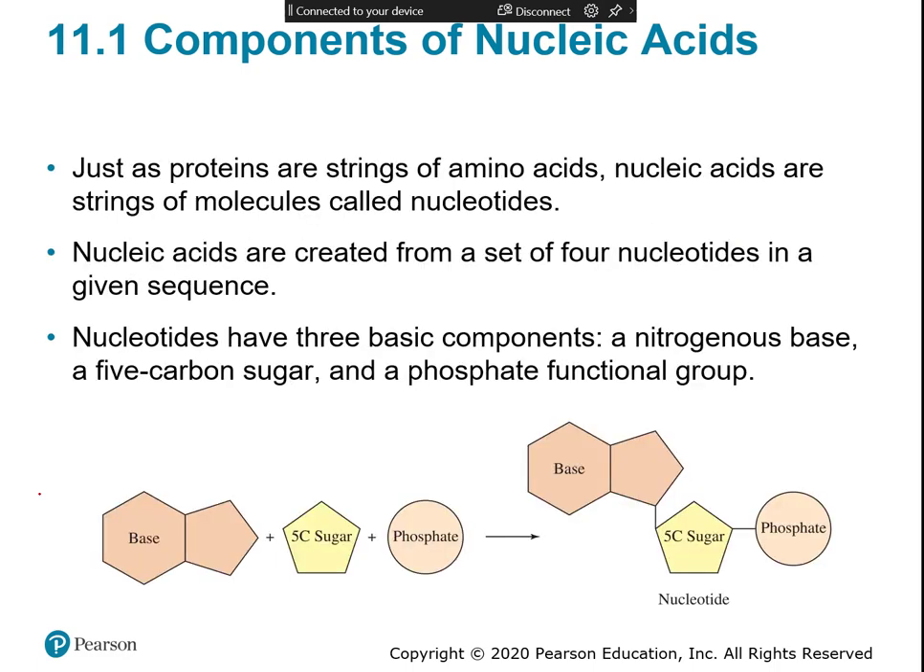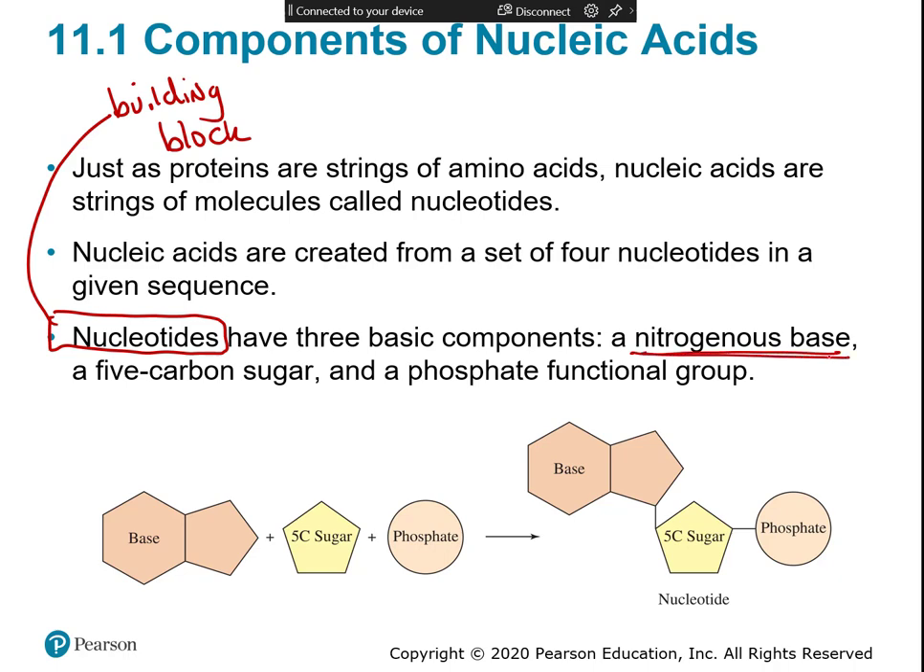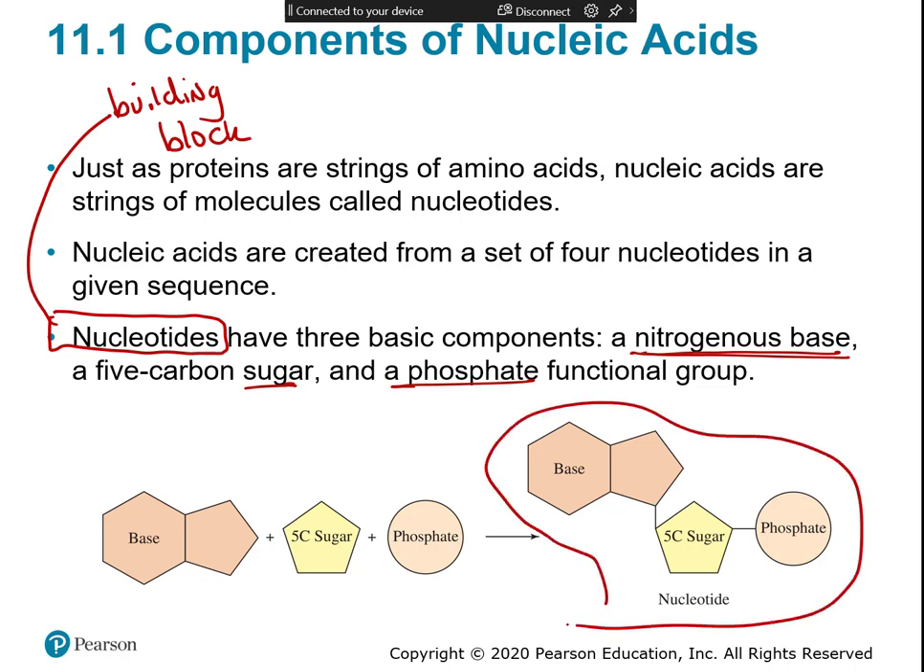So let's look at the shapes, like what makes them up. All nucleic acids are made of a building block that is called a nucleotide. So just like proteins are strings of amino acids, nucleic acids are strings of nucleotides. 3 things in a nucleotide. Nucleotides have a nitrogenous base, a sugar, and a phosphate. So a sugar, a phosphate, and then a nitrogenous base. So here's sort of like the whole piece. There's a nucleotide.